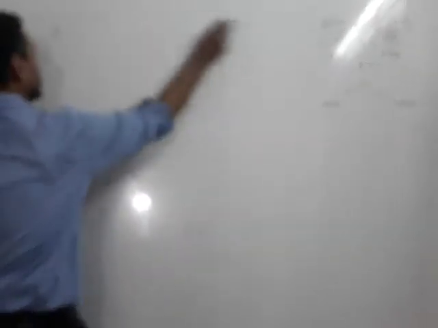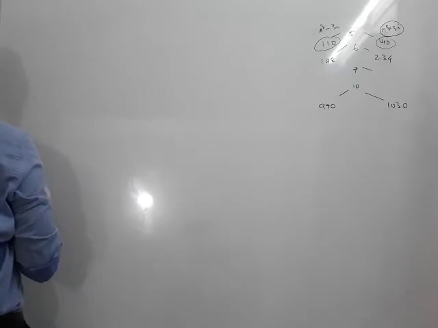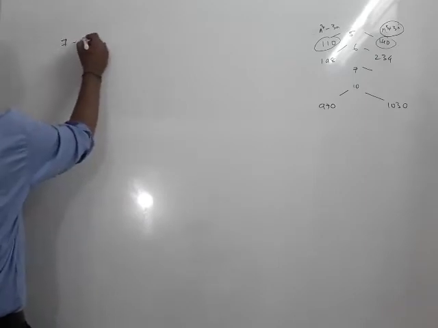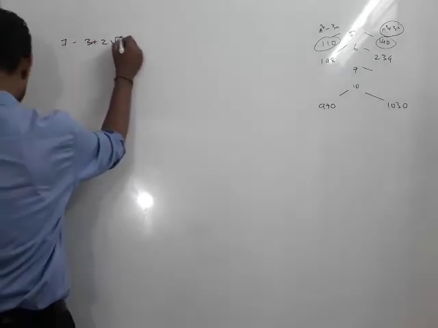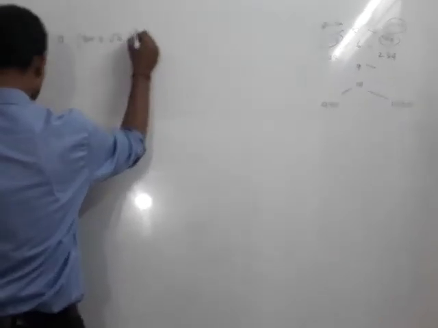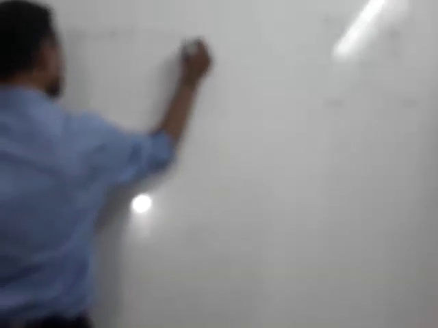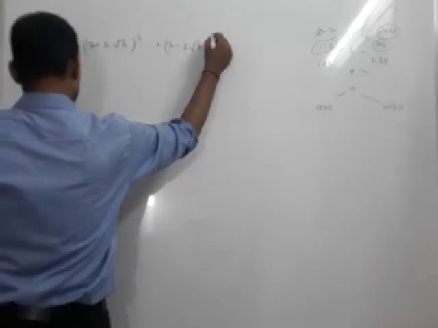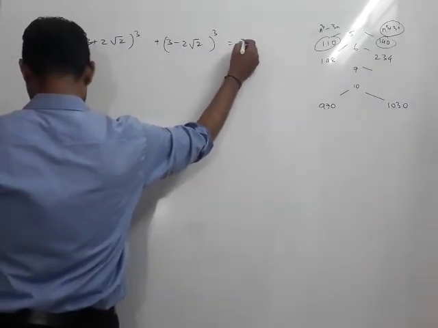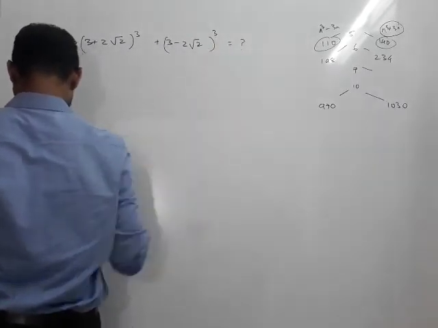Question number 7, let's see. 3 plus 2 root 2 the whole cube plus 3 minus 2 root 2 the whole cube is what?